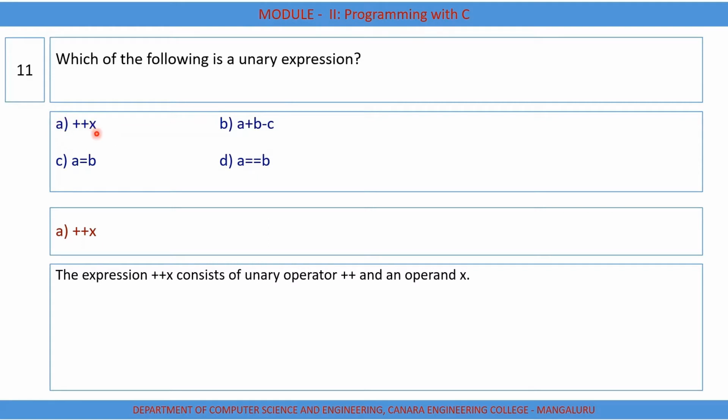So option A is the right option, where we are using plus plus, the increment operator, which is a unary operator. Any expression involving only a unary operator represents a unary expression. This is a prefix or pre-increment operator, wherein it will increment the value of x by 1. So option A, plus plus x, is the right answer.